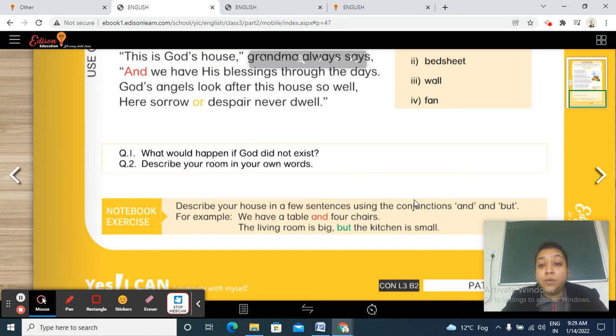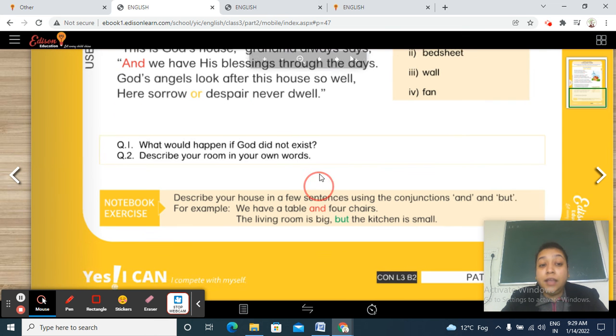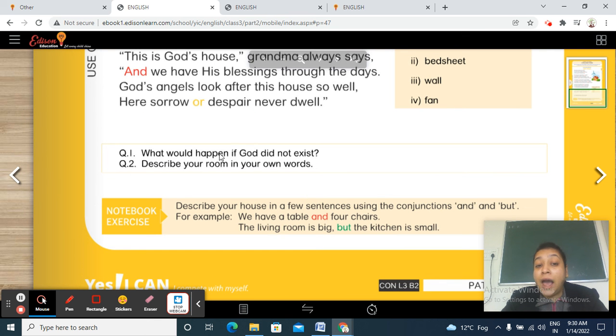Okay, so the first work is that you're going to recite the rhyme. Then you're going to do the question and answer. What is the color of your cupboard, bed sheet, wall, and fan? Okay, here only. Then what would happen if God did not exist? You're going to write the answer in the notebook. Describe your room in your own words.